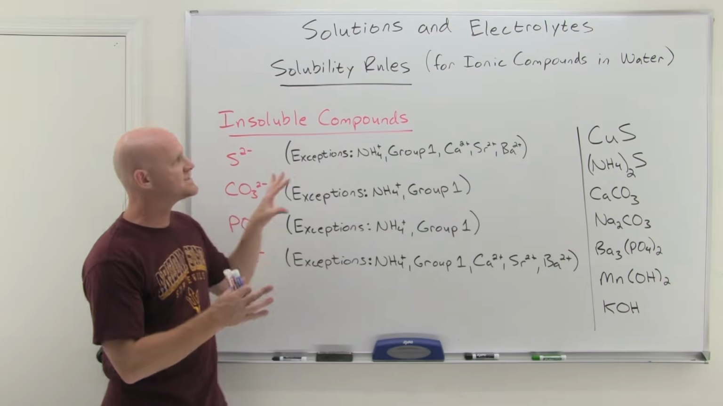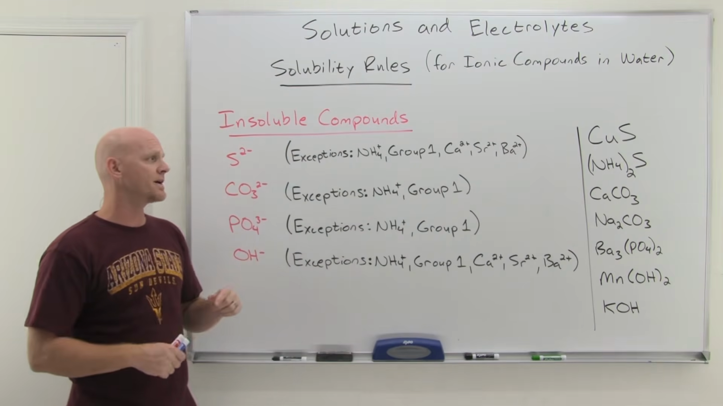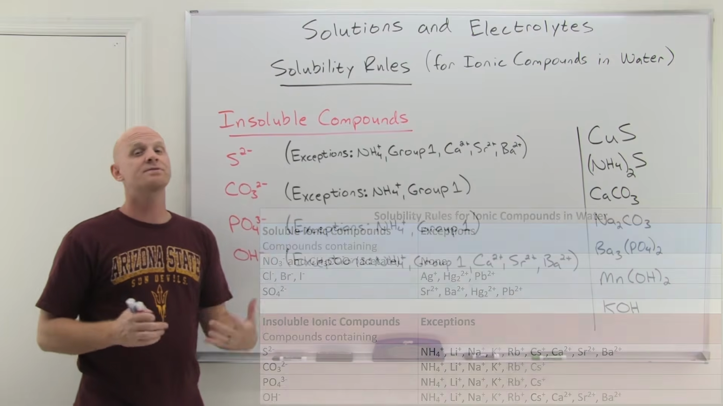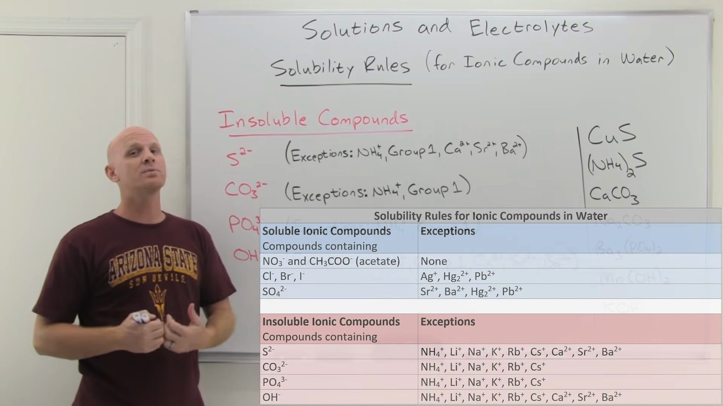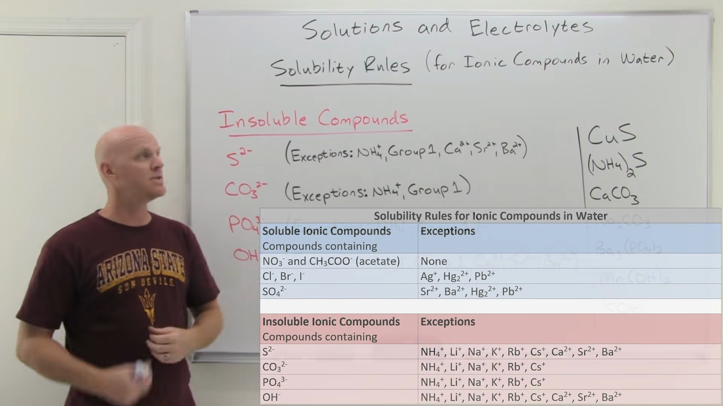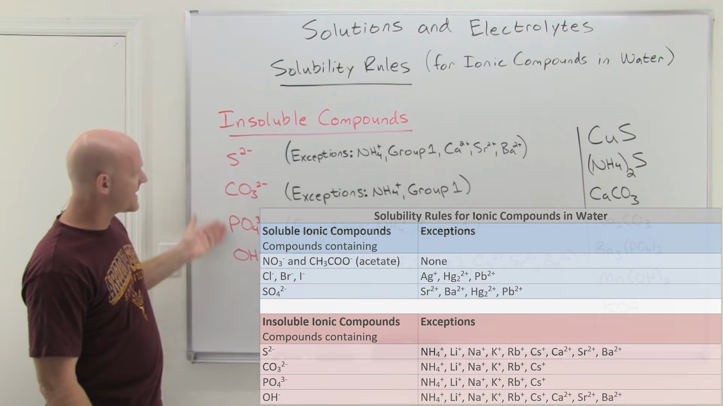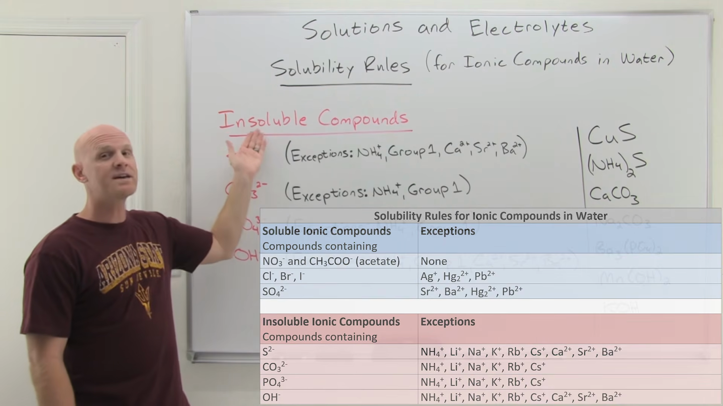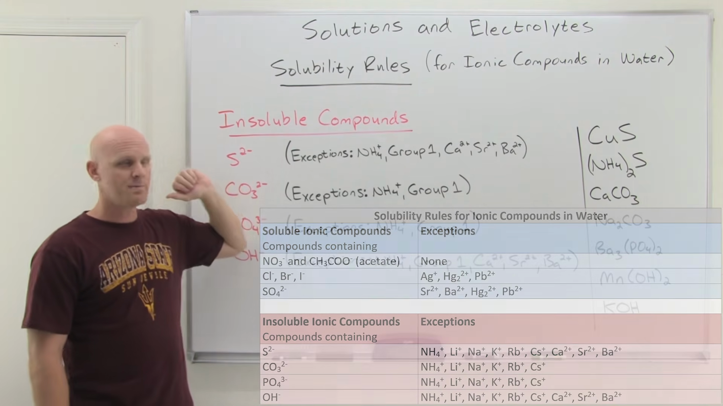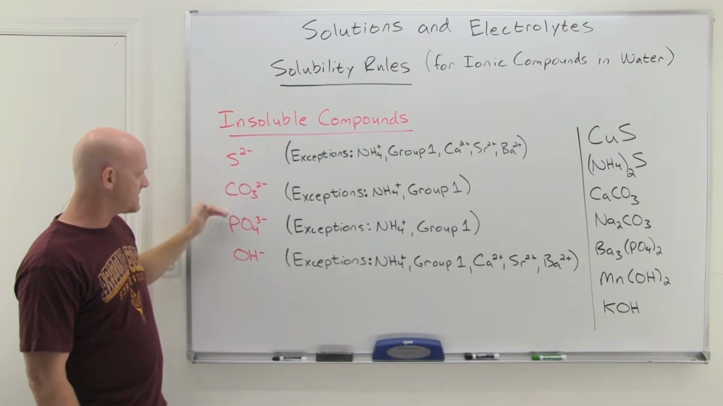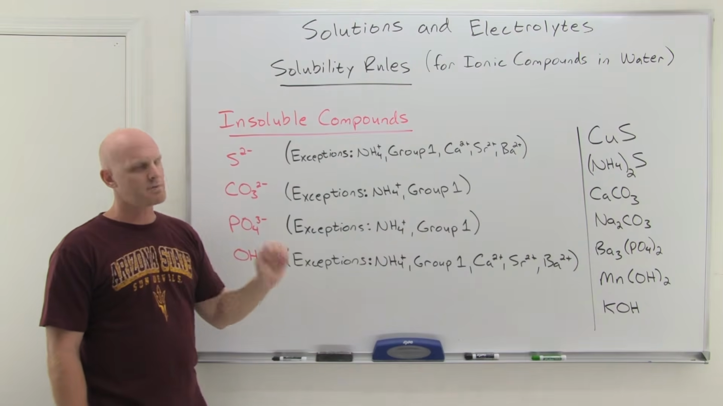All right, so this is the second half of our solubility rules for ionic compounds in water. And whereas the first half of the rules, again, dealt with the anions that are mostly associated with soluble ionic compounds, now we're going to have a set of anions that's going to be mostly associated with insoluble ionic compounds. And so if you see sulfide, carbonate, phosphate, or hydroxide, you should be thinking probably insoluble.